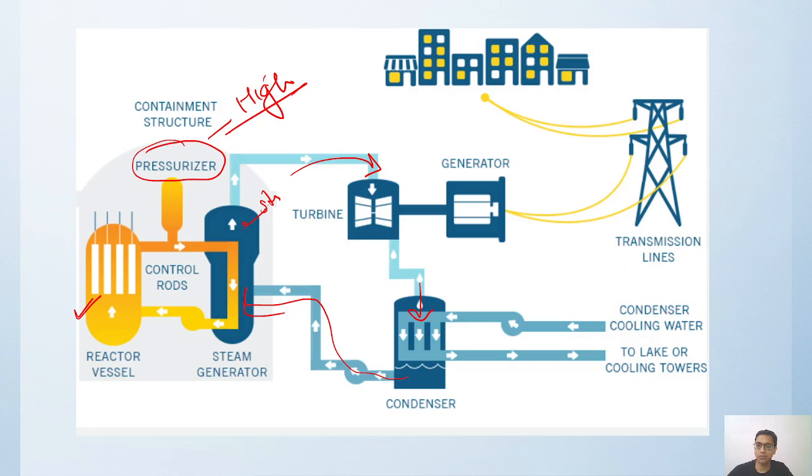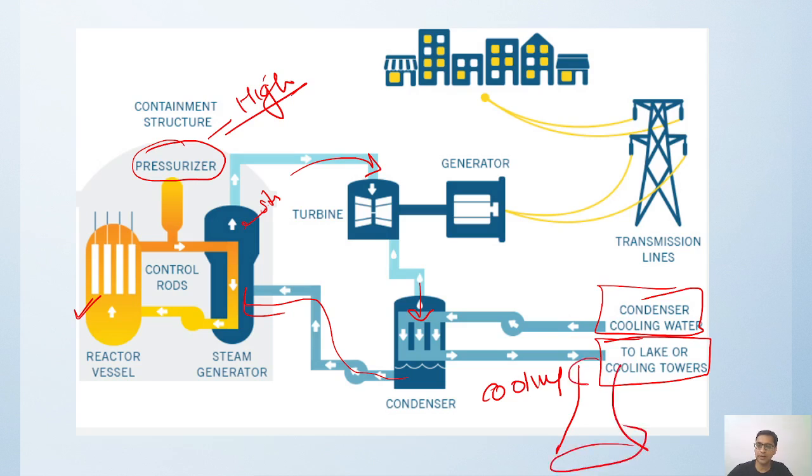So this is how it works. Condenser cooling water will be taken to a cooling lake or there may be cooling towers. You might have seen big towers like this. These are all cooling towers, and below them we have a huge pond of water stored there.